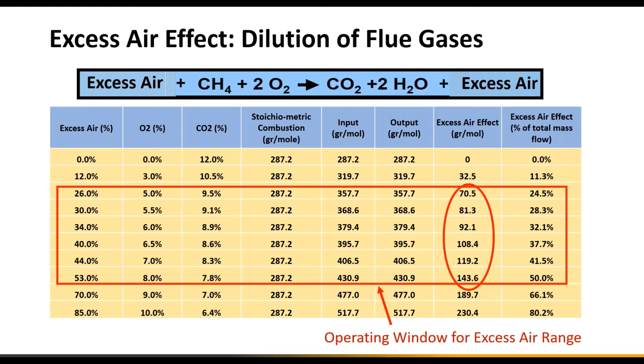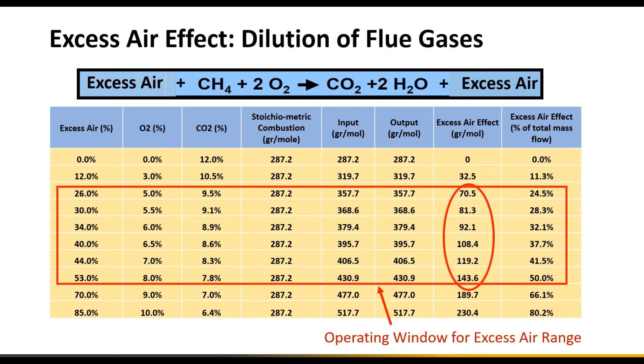We need to have some excess air. And what we see in the red box is the typical range of excess air being used in boiler combustion. You want to keep that excess air as low as possible. If you have 26% excess air, that means your O2 at the end will be about 5%. Your CO2 is going to be 9.5%.